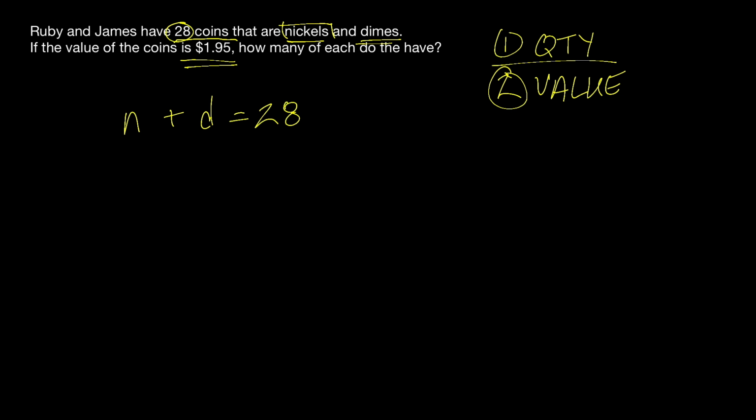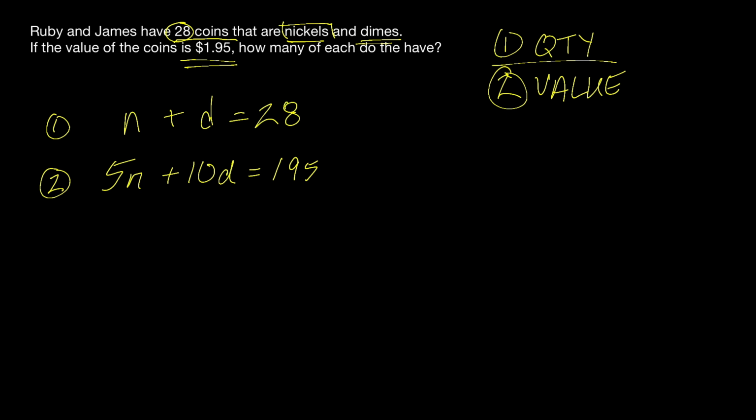So two things you have to remember to do here. Number one, 5 cents per nickel plus 10 cents per dime equals, because it's 5 cents per nickel, 10 cents per dime, but how many cents is $1.95? So if you don't want to mess around with decimals, I suggest making this just 195. So that equals 195. All right, so here's equation one.